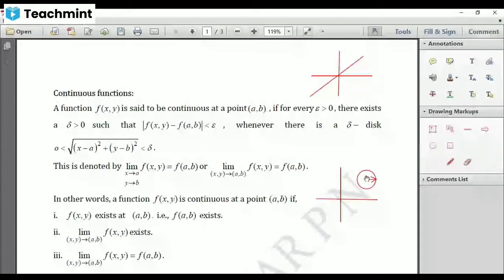When this becomes near, the corresponding x, y, f of xy in 3D becomes near to the point a, b, f of a, b. So that is what the idea of this.